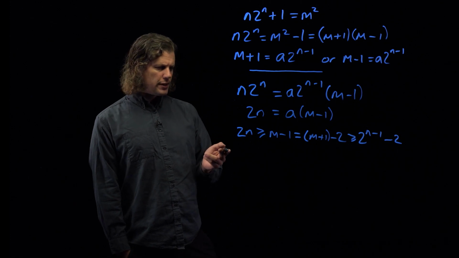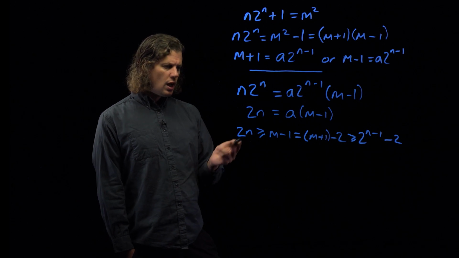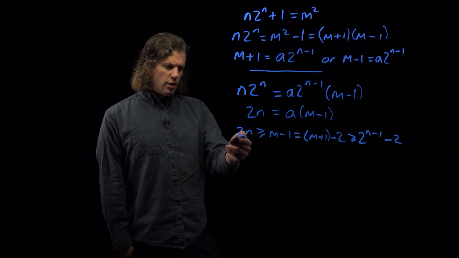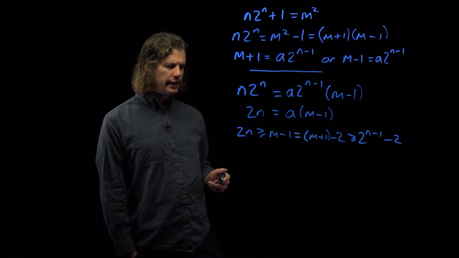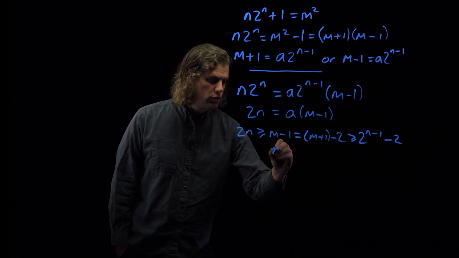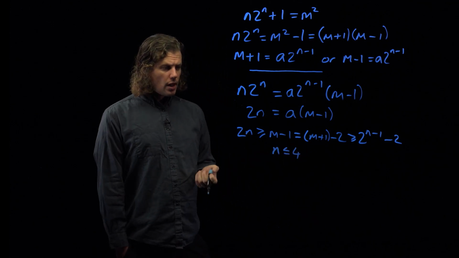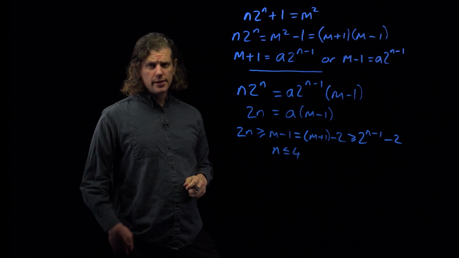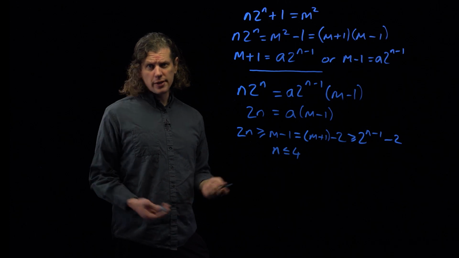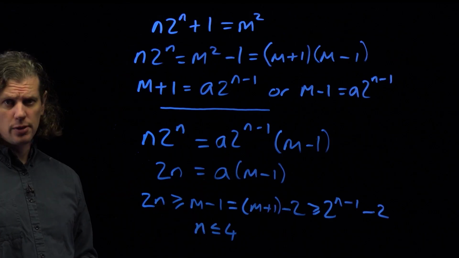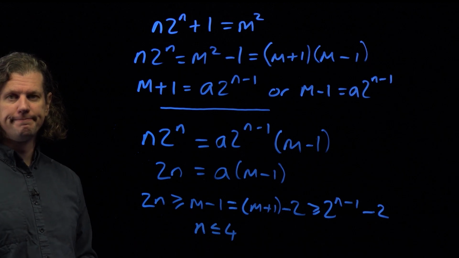Again, this is an inequality that can only hold for a very small number of values of n. So as n gets large, the left-hand side here will get large much more slowly than the right-hand side here. And in fact, again, you can check that this holds only when n is less than or equal to 4. So the conclusion is, in both cases, the possible n that give you a square are at most 4. So the table of values I did at the beginning gives you the only numbers that are squares, namely 9 and 25.